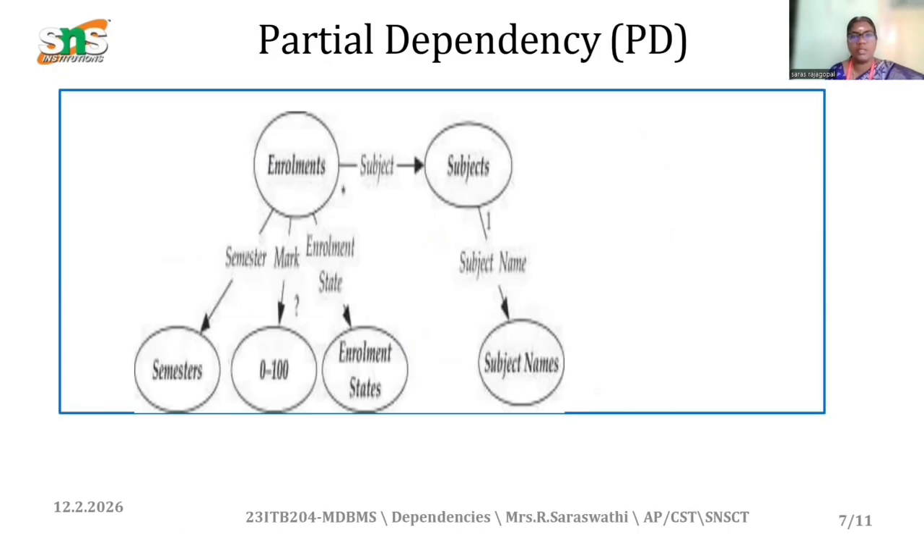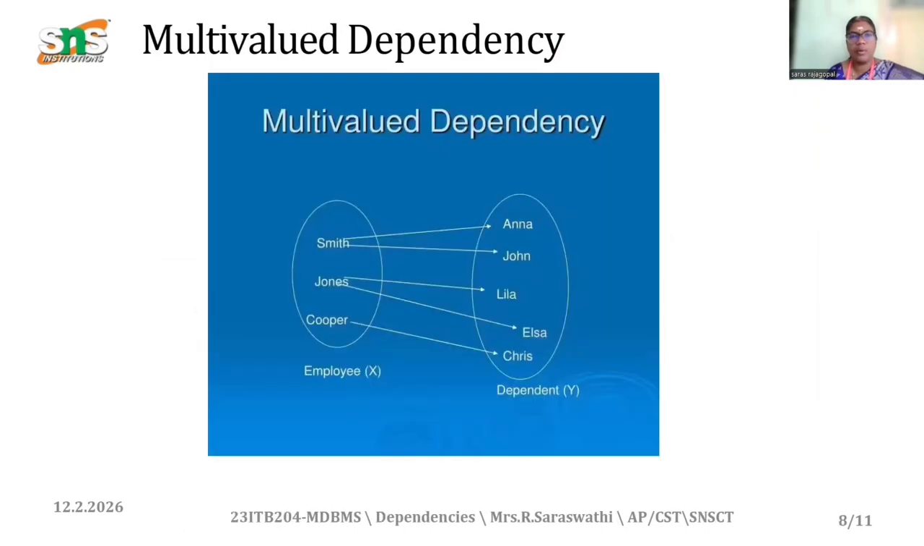Partial dependency is when X goes to Y and Y is dependent on only part of X, another attribute in the set. This is an example of a partial dependency.